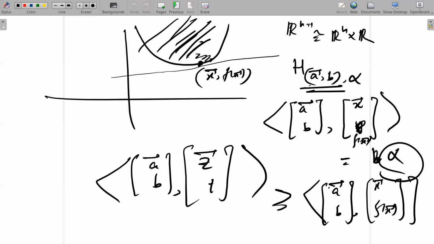So it depends on how the sign of A and B are given. There I have written less than or equal to, but it is clear that it will lie completely on one side. The inequality will be consistently on one side for all (Z, T) in the epigraph. All right, so I hope the notation is clear now.